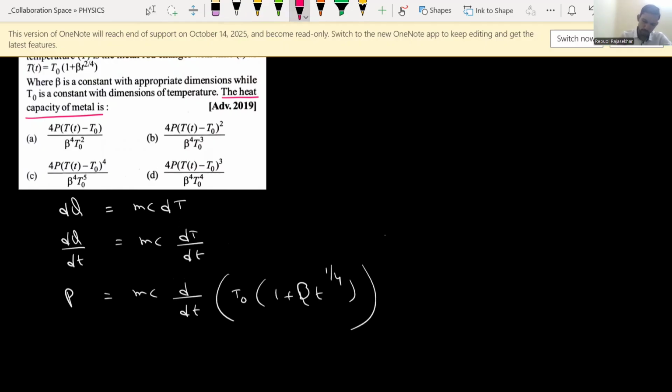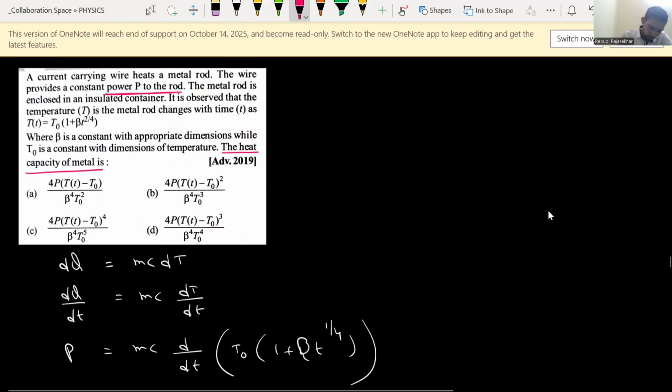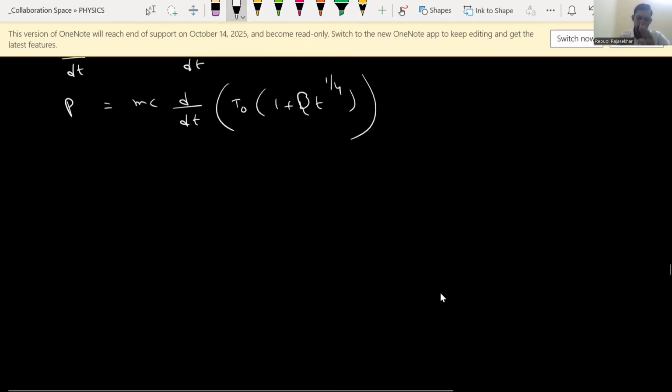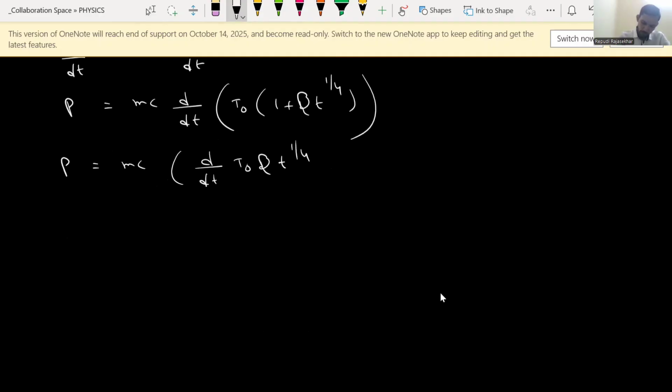Actually, this is the mistake in this question. When they have given, it is not 2 by 4, it is 1 by 4 actually. Right. Now, just differentiate this equation. So, P equals mc d by dt of T naught. I am not writing step by step. T naught is a constant, so differentiation of the constant becomes 0. Leave it. So d by dt of T naught beta t power 1 by 4.